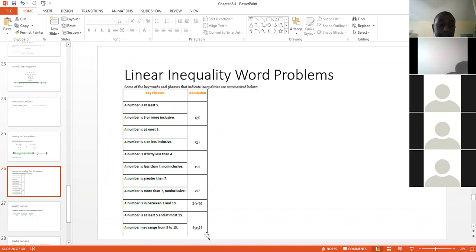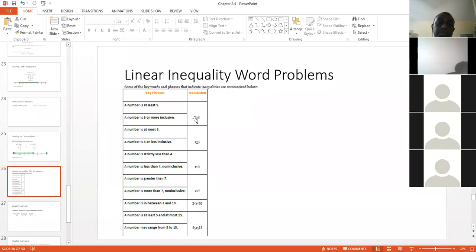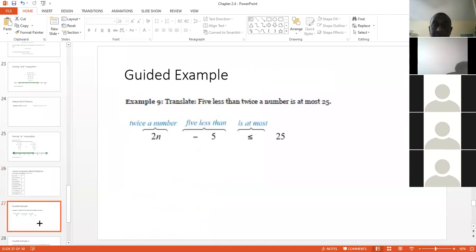This makes sense? Key words, word problems. It's almost like the linear equations, but it's the symbols instead of the operations. Here we're going to be looking at an example. Translate 5 less than twice the number is at most 15. So, the 5 less than twice the number, we've seen this type of thing before. So twice a number. So a number, that's our variable where we don't know what the number is.